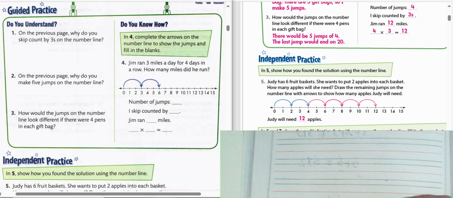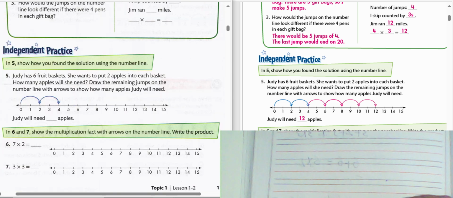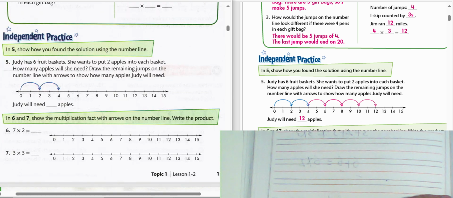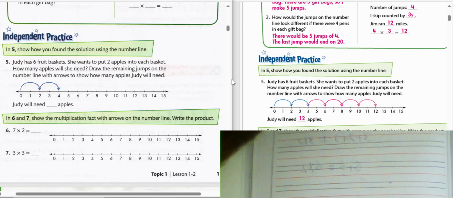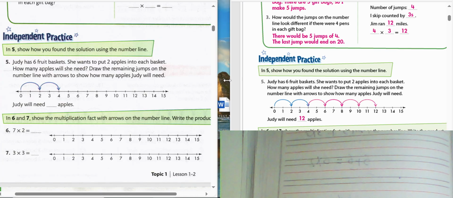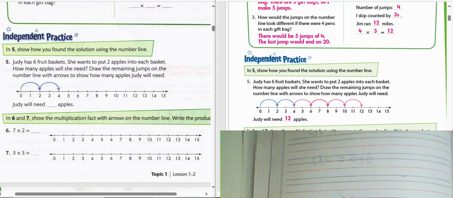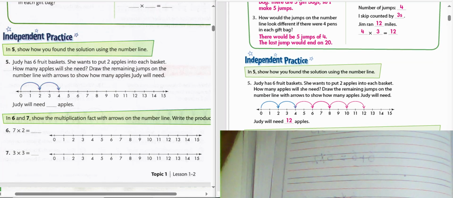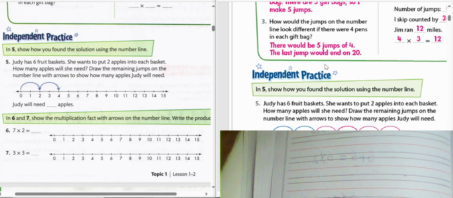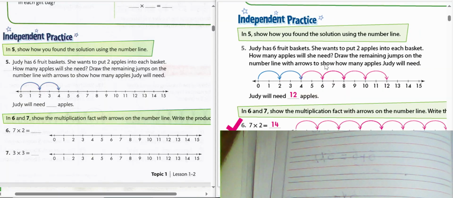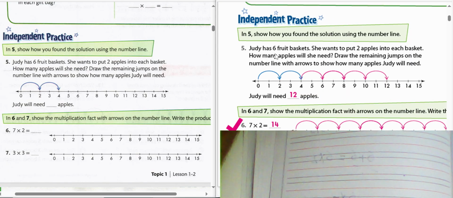Next question, independent practice. Look at this example. Judy has 60 fruit baskets. I will clear it so it is clear for you. Okay, my students, do you understand this example? Look with me at this example. Judy has 60 fruit baskets. She wants to put 2 apples into each basket. How many apples will she need?